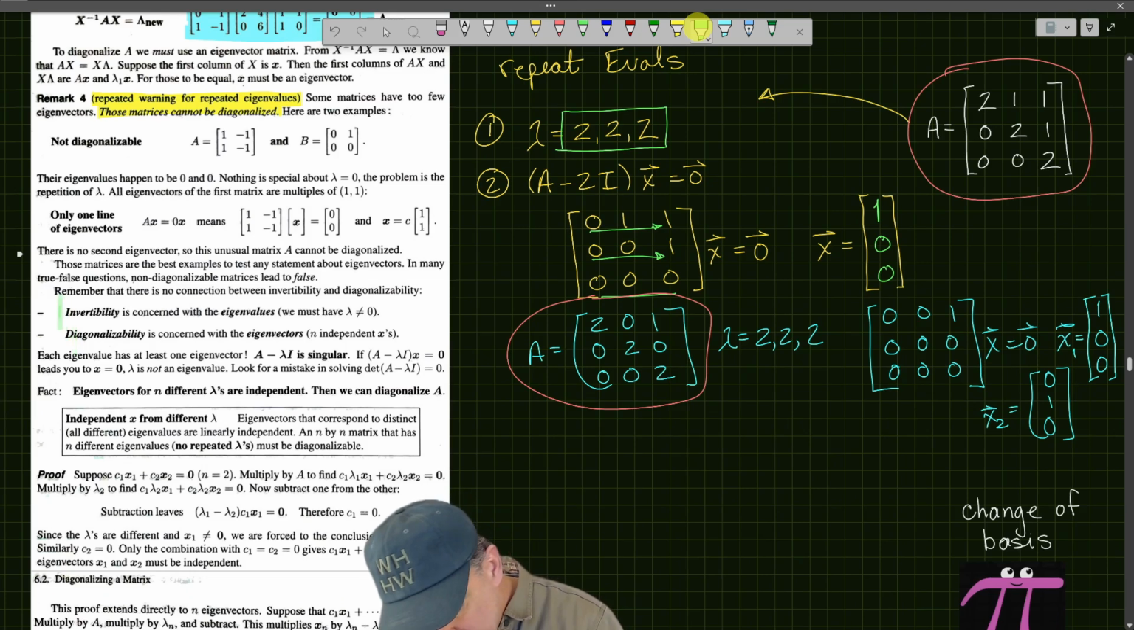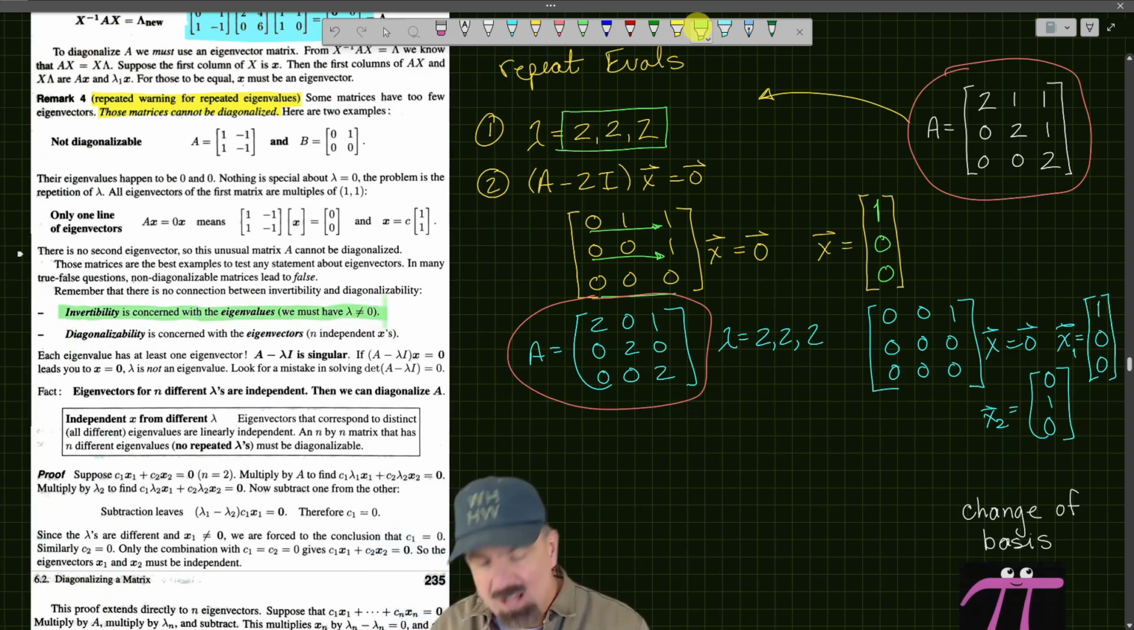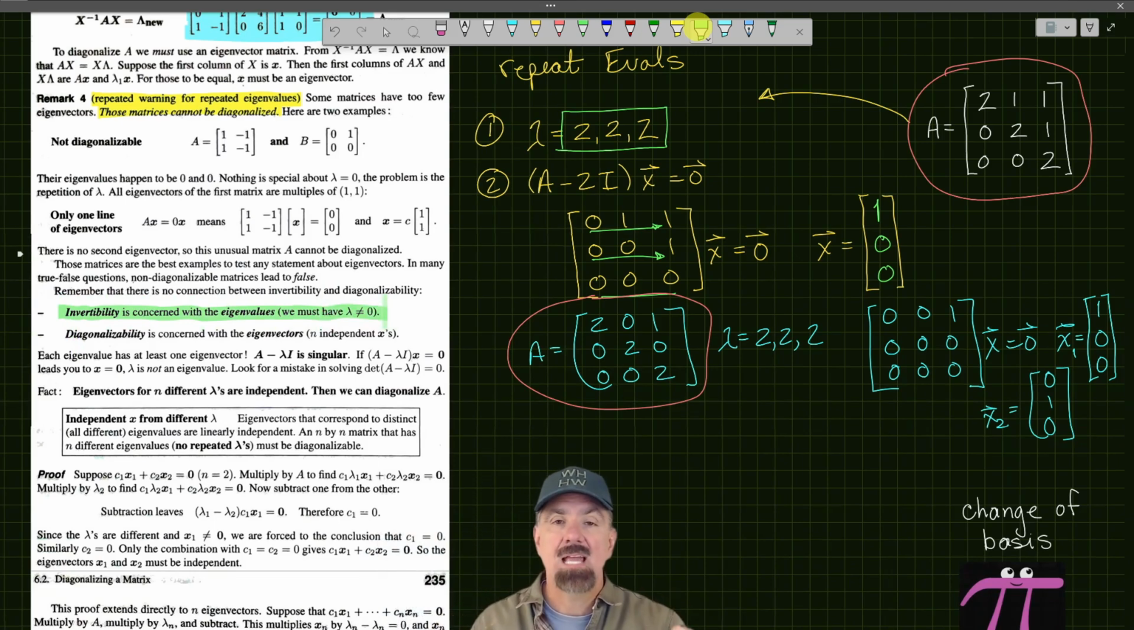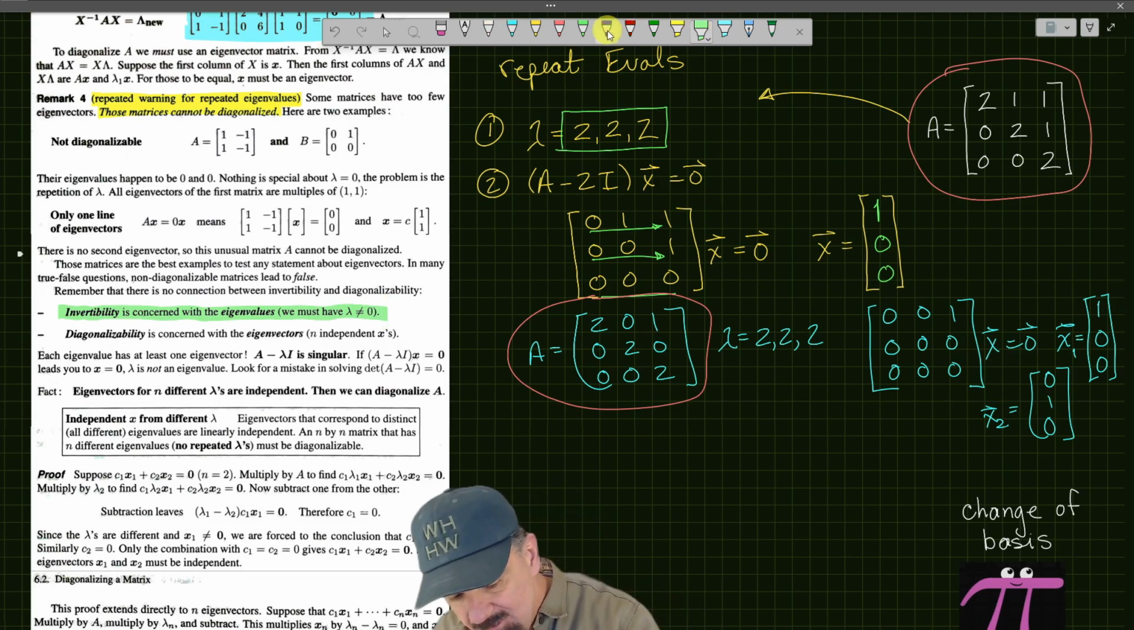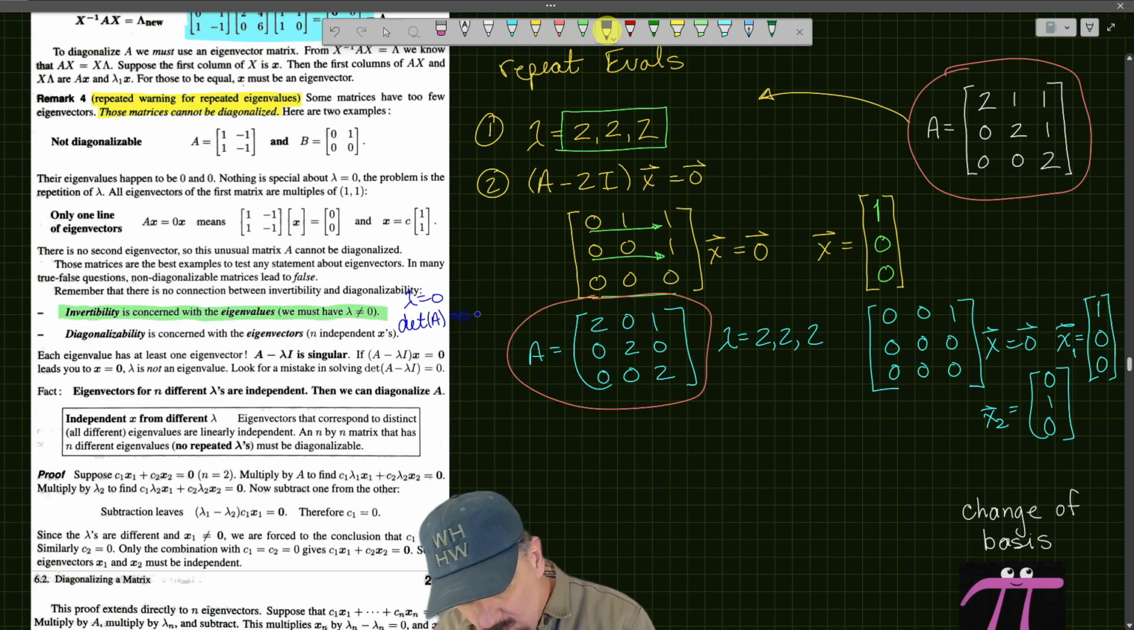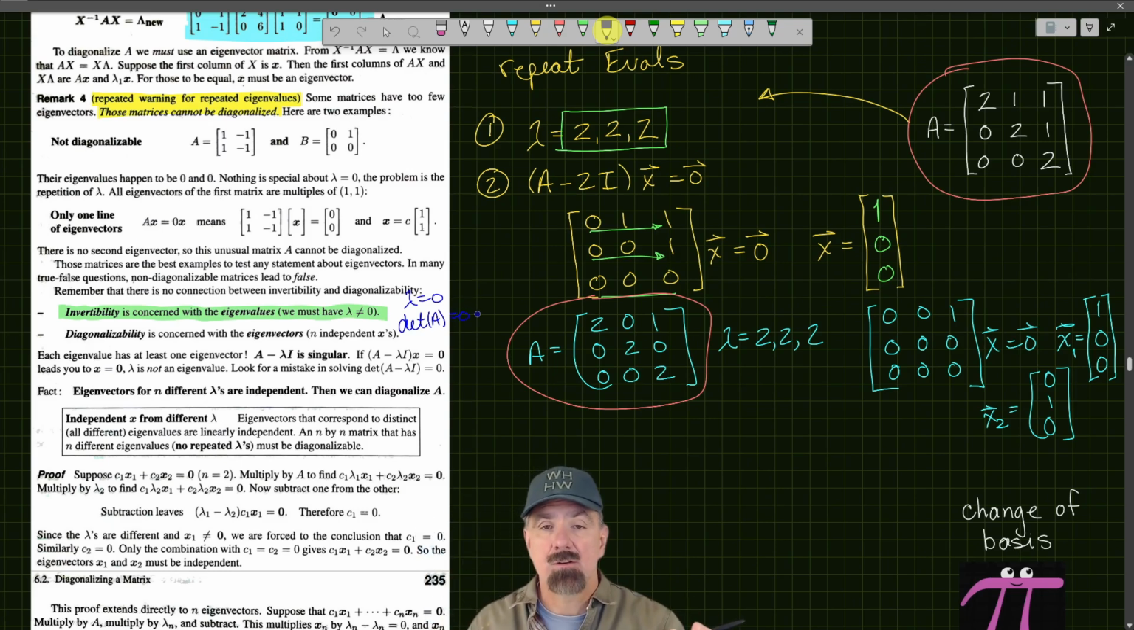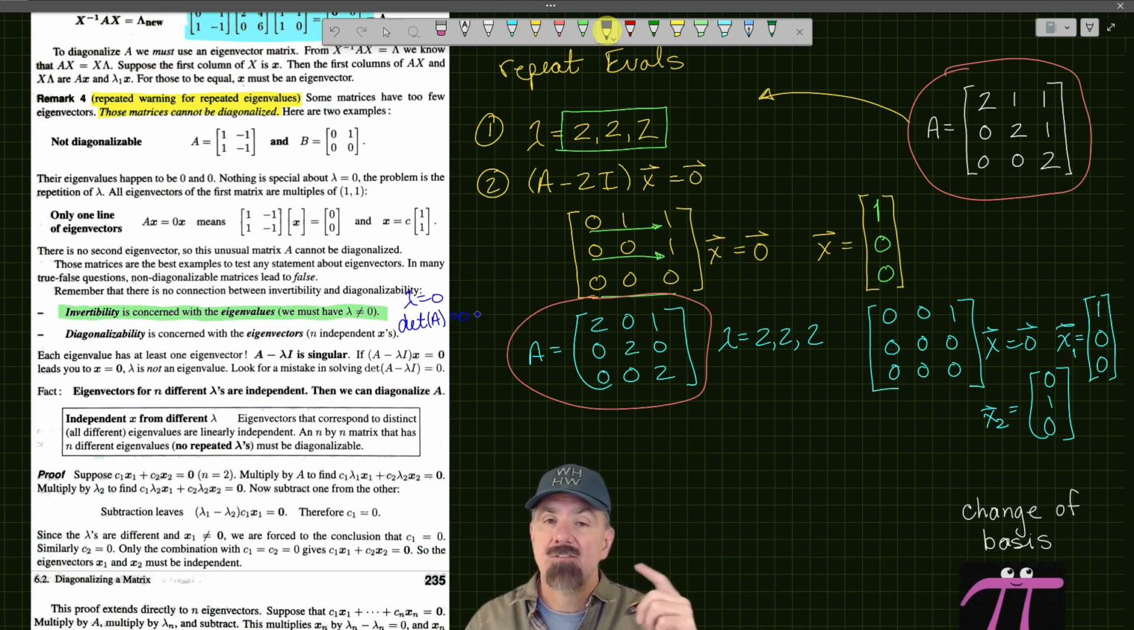This is very important. Invertibility of a matrix is concerned with eigenvalues. Invertibility has to do with the eigenvalues. Remember, if we have lambda equals 0, that means the determinant is going to be equal to 0. And if the determinant's equal to 0, the matrix is singular. So singularity and invertibility have to do with the eigenvalues.